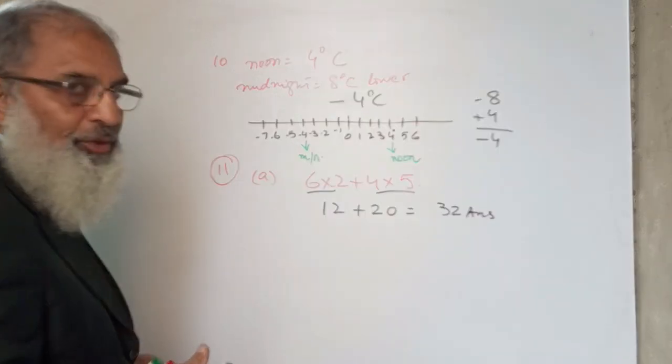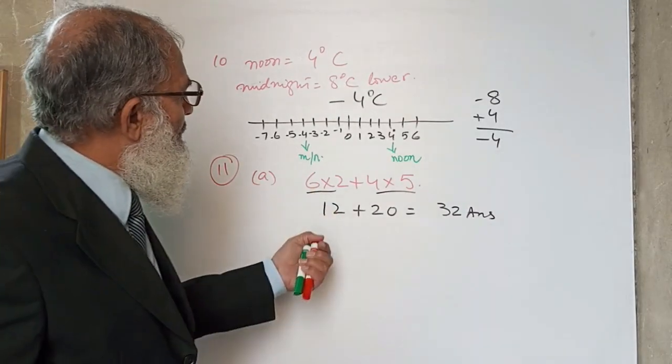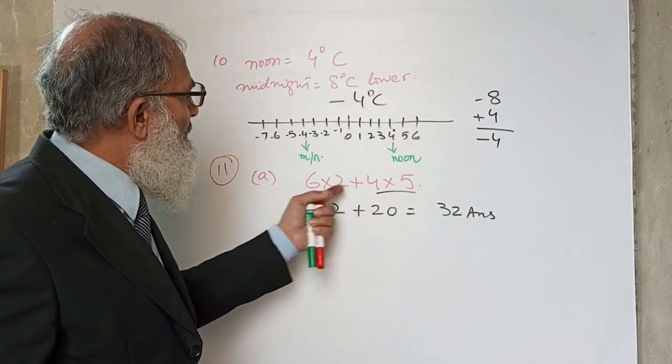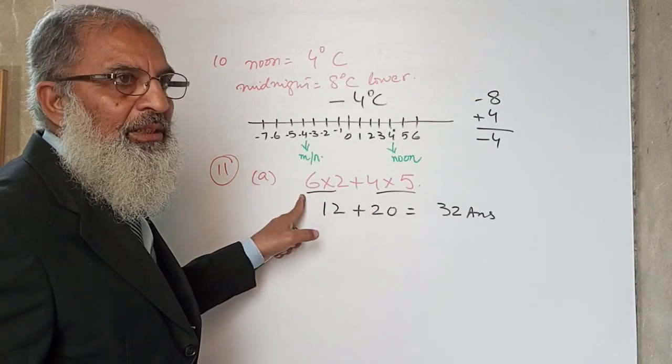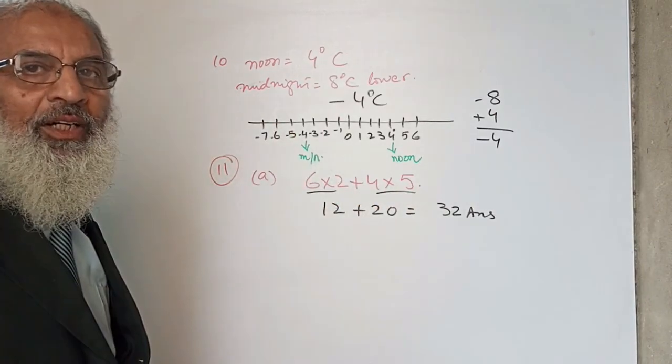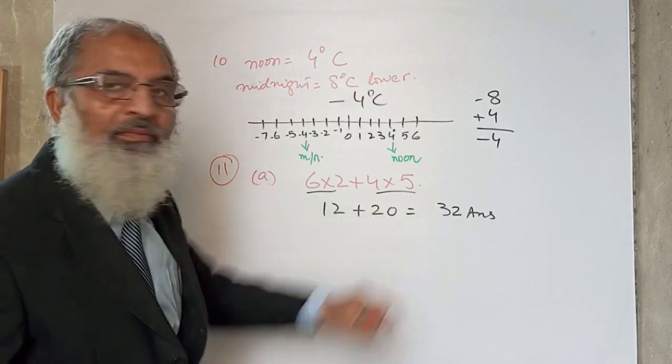And you see, if you don't apply the BODMAS rule, sometimes you will add these two numbers first. Now it will become 6, and 6 multiplied by 6 is 36, and 36 multiplied by, oh, far away from this answer.